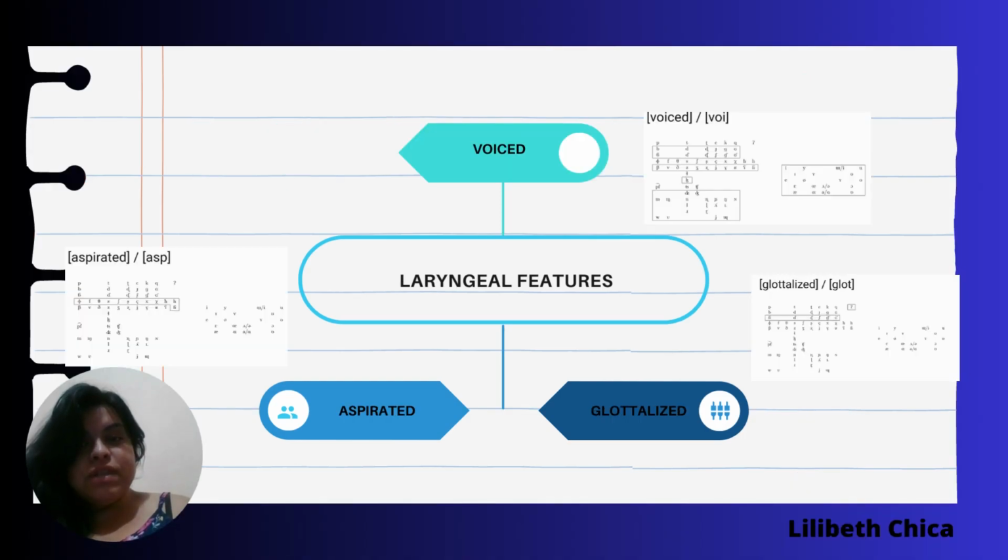Laryngeal features. We come to the laryngeal features. Laryngeal means these features have to do with how the larynx is utilized during sound production. There are three laryngeal features: voiced, aspirated, and glottalized.